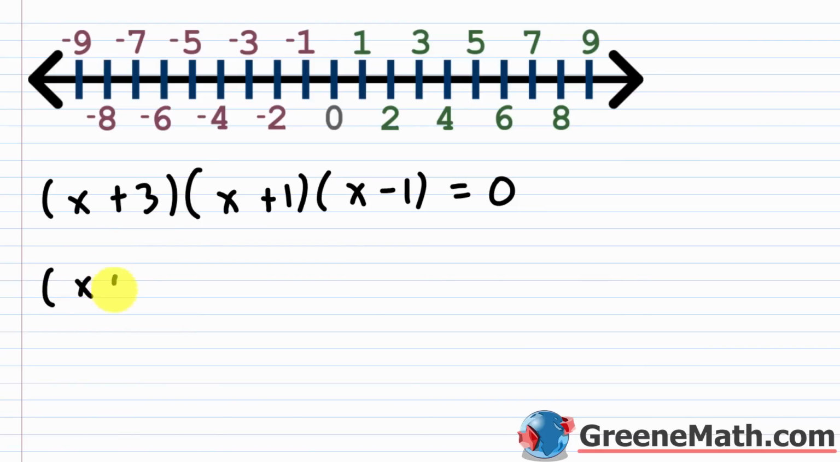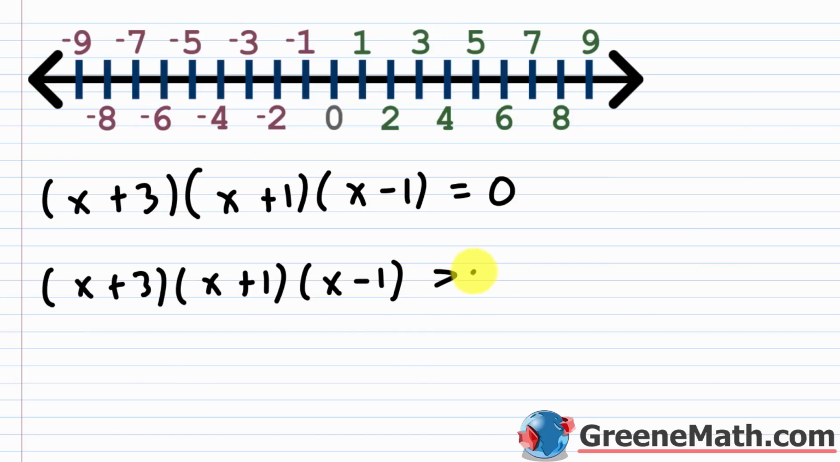Okay, let me copy this. So (x + 3)(x + 1)(x - 1), those three quantities. Where is this greater than 0? Well, basically, you're going to solve this equation to get the critical values. So you're going to set x + 3 equal to 0. You solve that, you get x = -3. That's this guy right here.